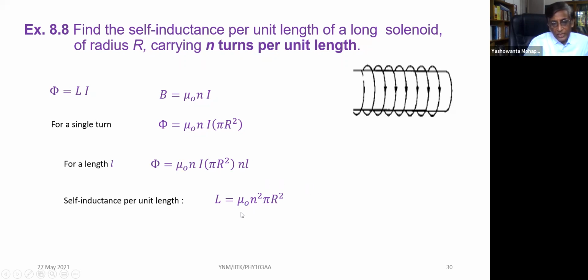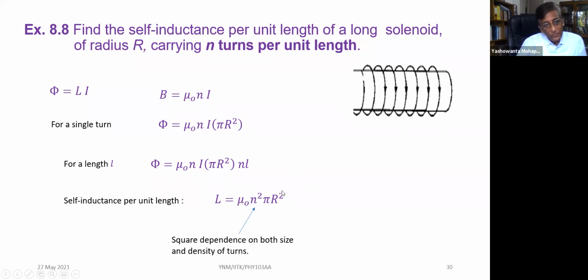So the self-inductance per unit length of a long solenoid is this, of course, using this B, which means a long solenoid. I'm neglecting the ends and any magnetic field outside. So remember that there is a square dependence on n, turns per unit length, and also a square dependence on the size of the solenoid. All right. So the back EMF depends on L.